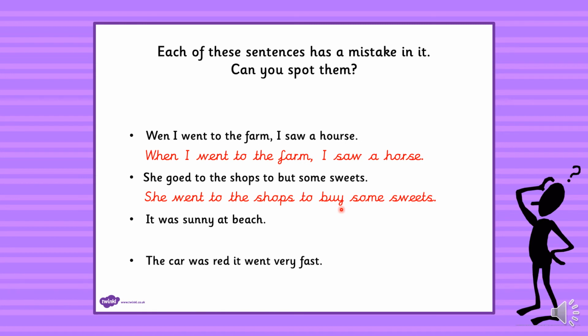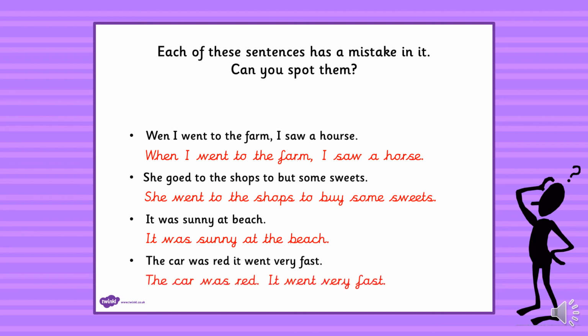Your third sentence, it was sunny at beach, has got a missing word. It should say it was sunny at the beach. Well done if you spotted it. And finally, our last sentence, the car was red, it went very fast, has got some missing punctuation. It should say the car was red, full stop, capital letter, it went very fast. I hope you spotted all those mistakes because in your work over the next 2 days you're going to do some more practice.